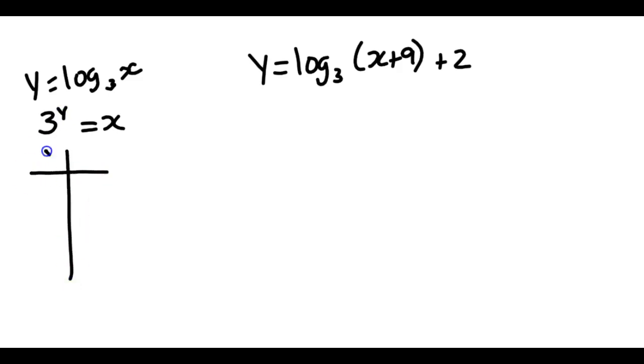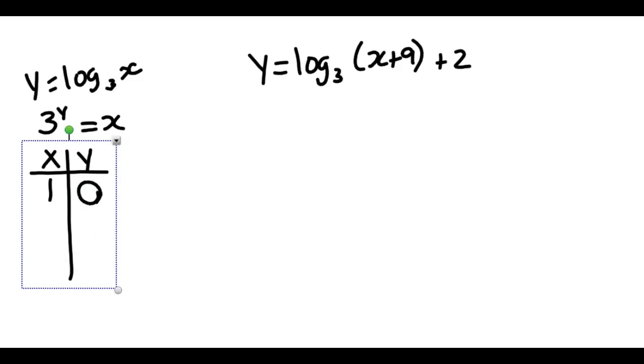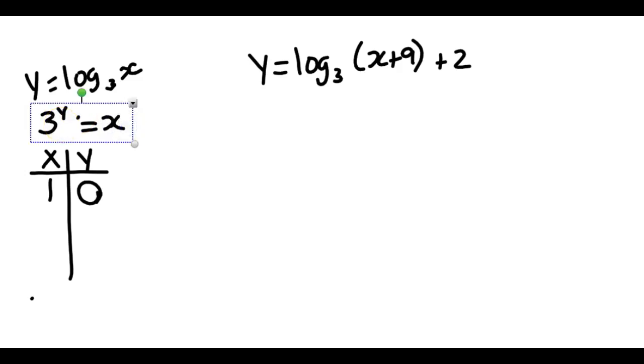If I was making a table, if x was 1, what would my y have to be? 3 to the power of what gives you 1? Yeah, 0. This is where my original table comes from. If I put 1 here, 3 to the power of 0 gives you 1.